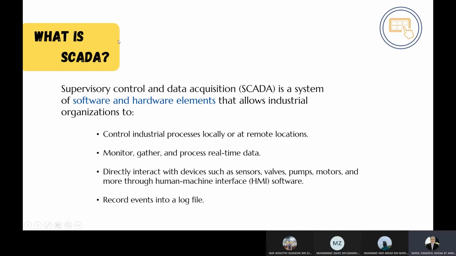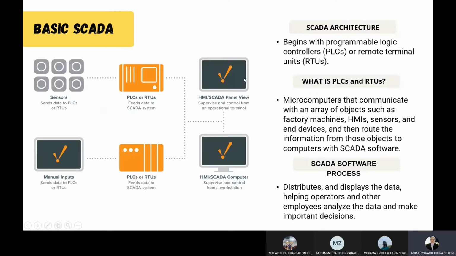What is SCADA? Supervisory control and data acquisition is a system of software and hardware elements that allow industrial organizations to control industrial processes locally or at remote locations, monitor, gather, and process real-time data. Directly interact with devices such as sensors, valves, pumps, and more through human-machine interface software. Record events into a log file. So this is a basic SCADA.